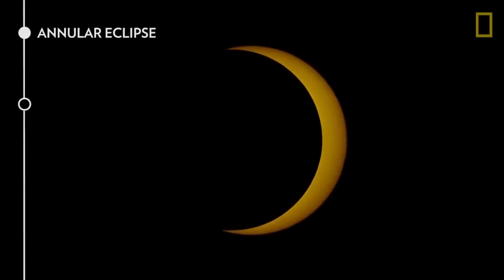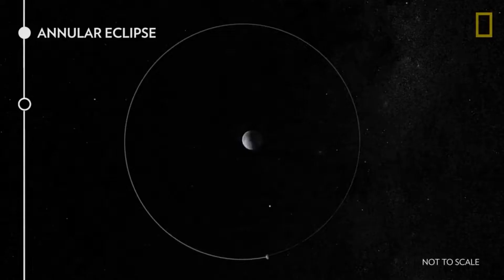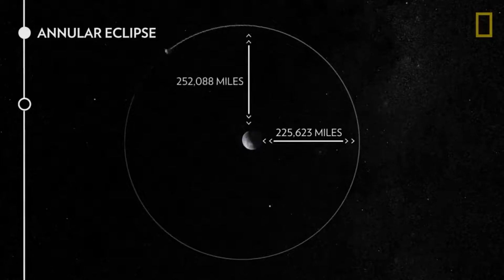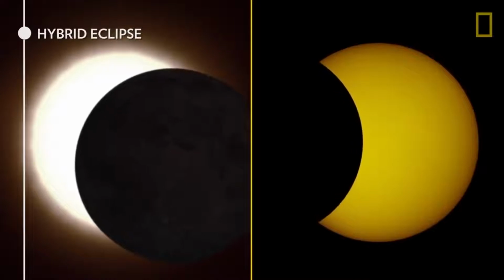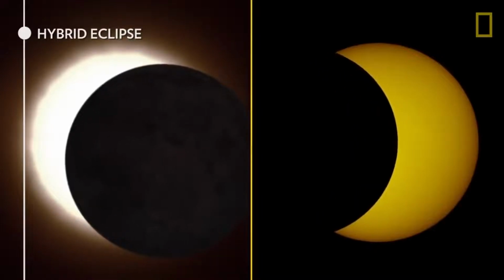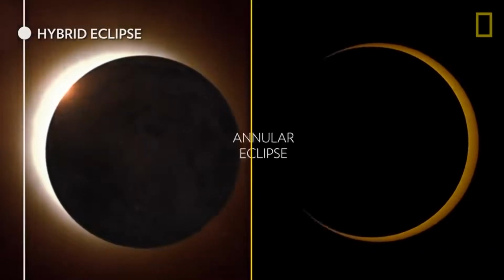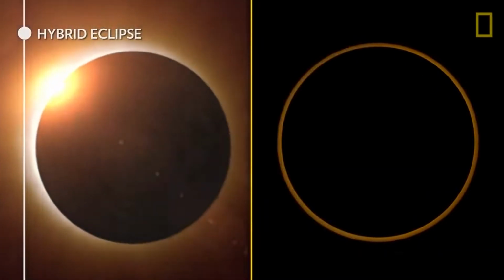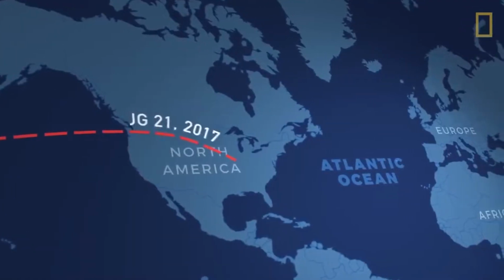So as you can see in the video, this is partial eclipse and this is annular eclipse. These are the different types of eclipses, and this is hybrid eclipse. Both the cases are seen in this kind of eclipse. So now let's move on.